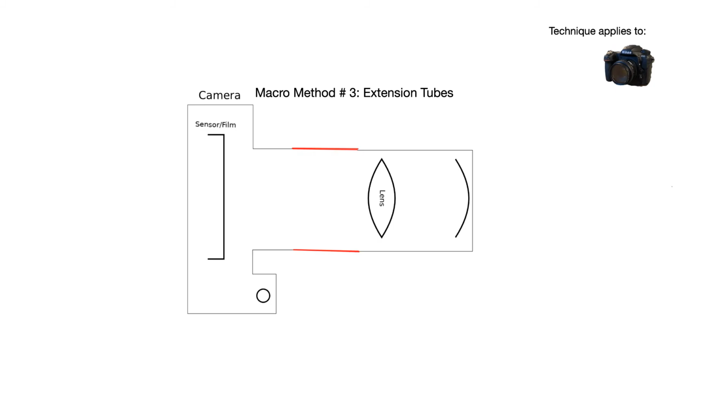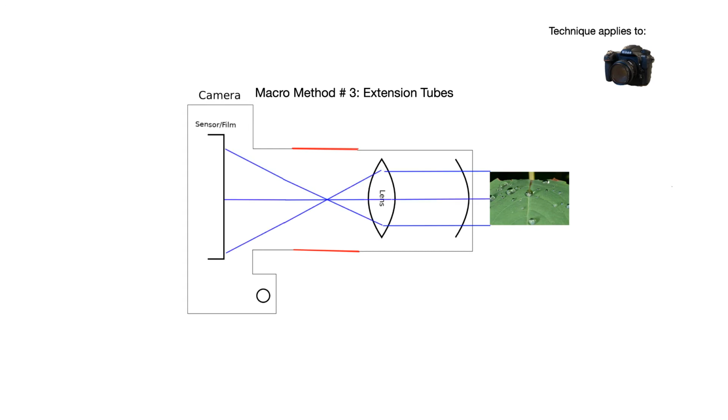So the way that extension tubes work is by changing where the light hits the sensor in your camera. So here's my camera again, and I'm going to want to take a picture of this leaf. And so the light comes into the camera, it gets focused by the lens and hits the sensor, just like any other picture that we're going to be taking.